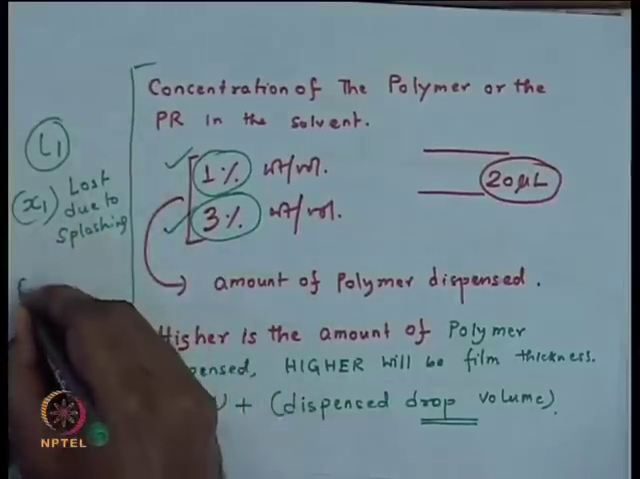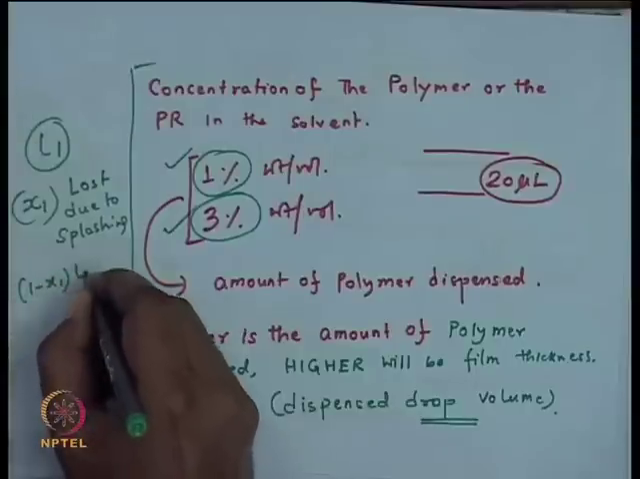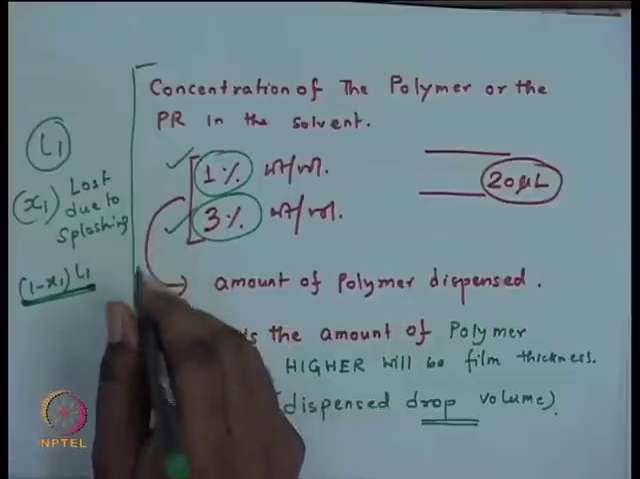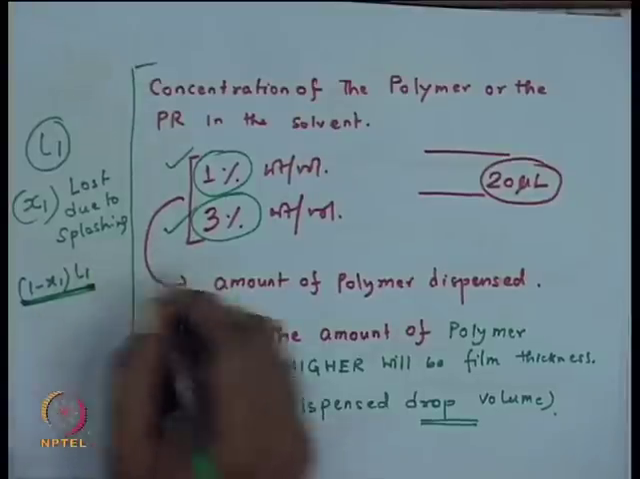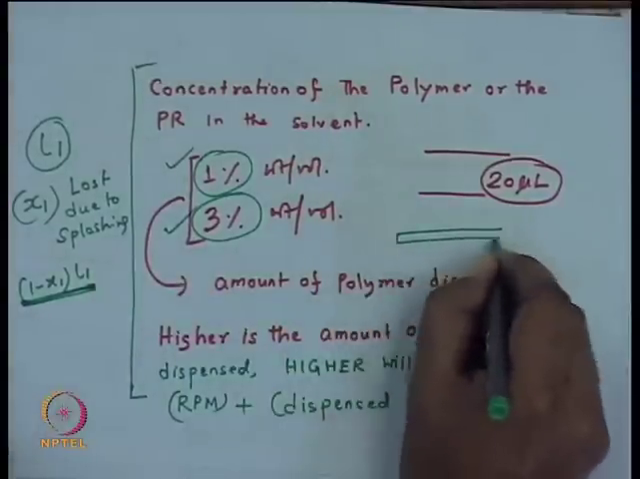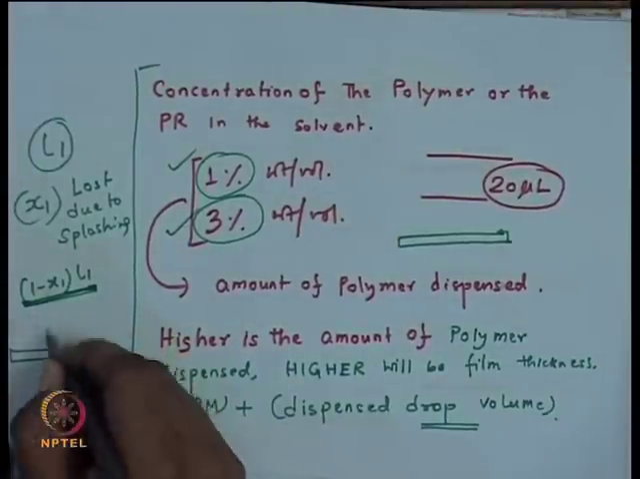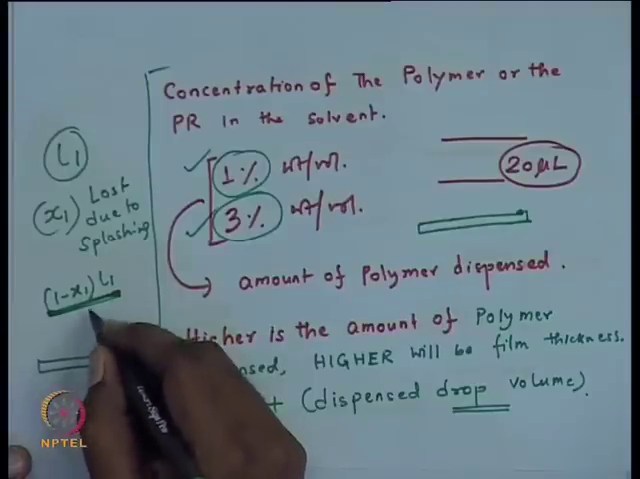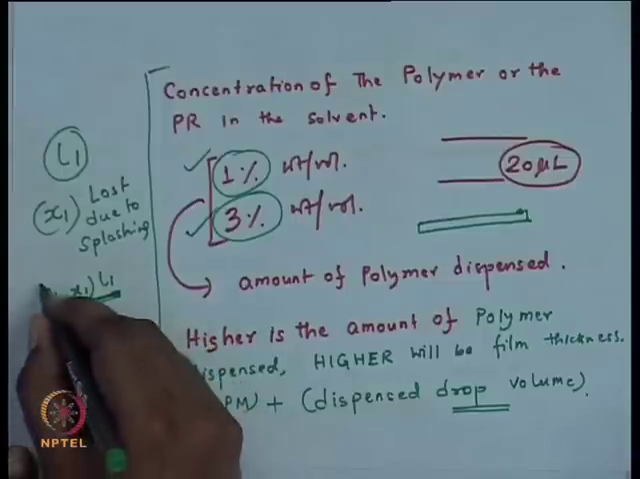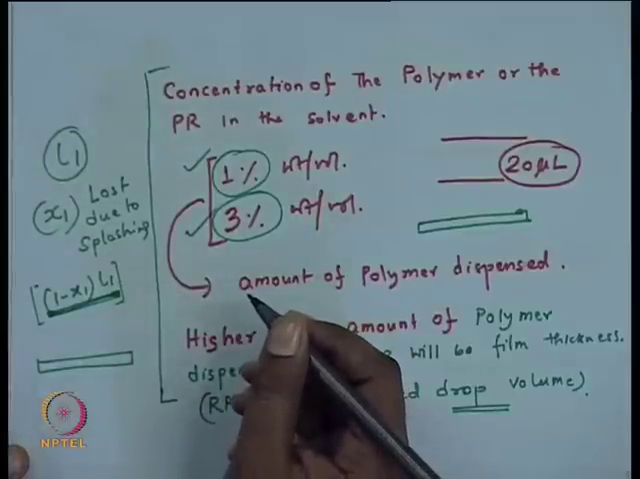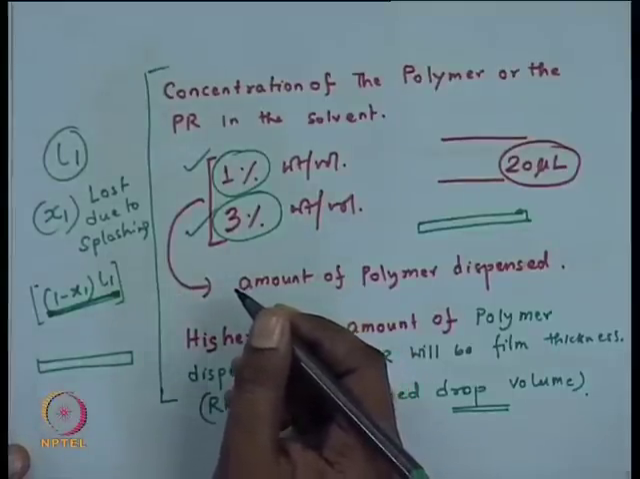So, it is essentially 1 minus x1 into L1, the volume of the solution that is going to be available on the substrate surface. From here the solvent is going to evaporate away, leaving behind the polymer. So, now you can understand the case of a 1% polymer versus a 3% polymer concentration.